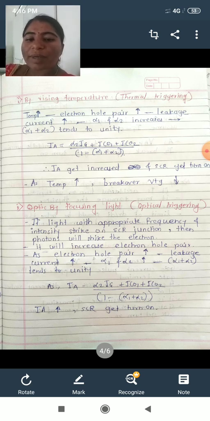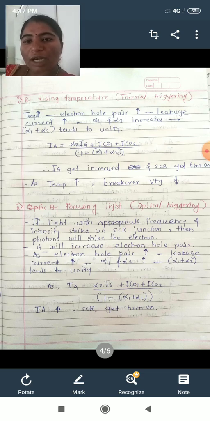As alpha 1 plus alpha 2 increases, it tries to become unity, and we know the equation for anode current, IA is equal to alpha 2 Ig plus leakage current 1 plus leakage current 2 divided by 1 minus in bracket alpha 1 plus alpha 2.